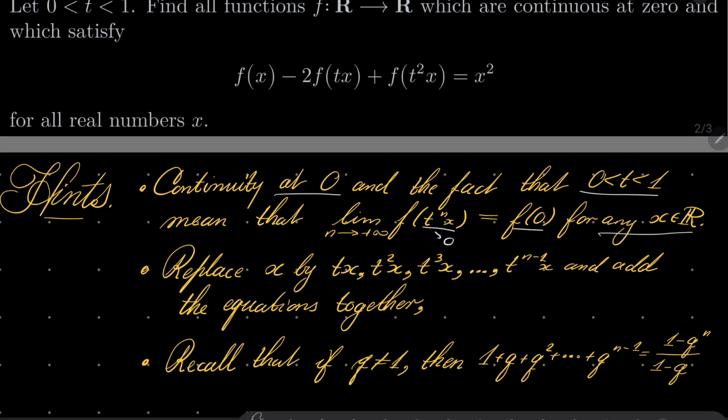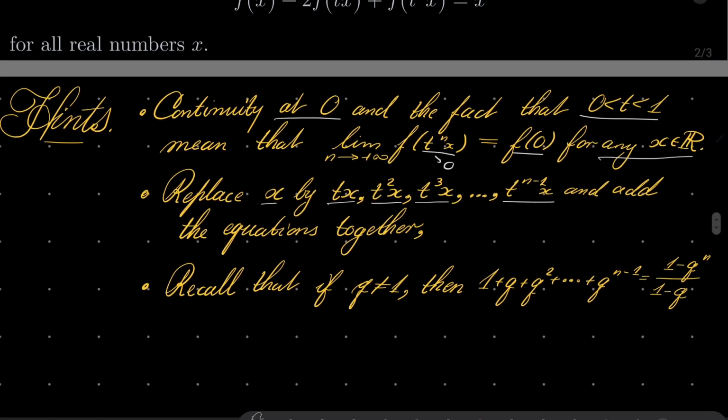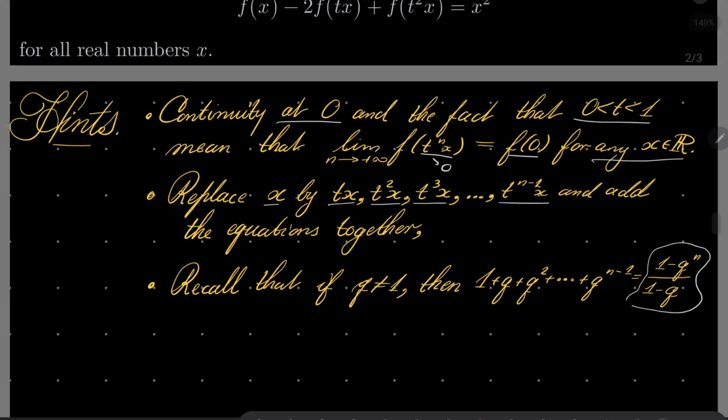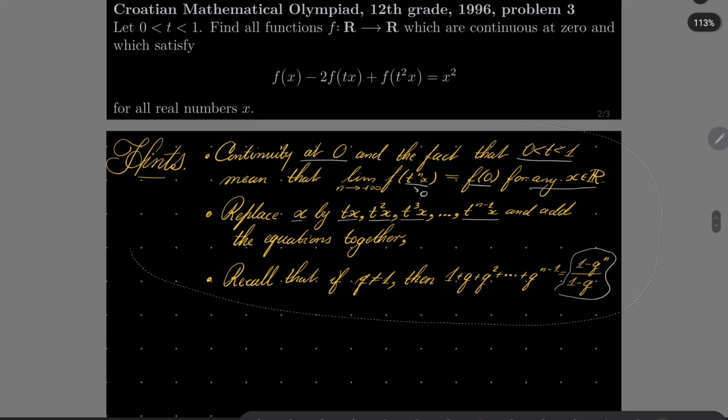And my second hint for this problem: try replacing x by tx, t squared x, t cubed x, and t to the power n minus 1 times x, and try writing these equations together and adding them. Also recall this well-known fact that 1 plus q plus q squared and so on plus q to the power n minus 1 can be written as 1 minus q to the power of n over 1 minus q, for any number q which is not 1. So give this problem a try and I will see you in just a minute.